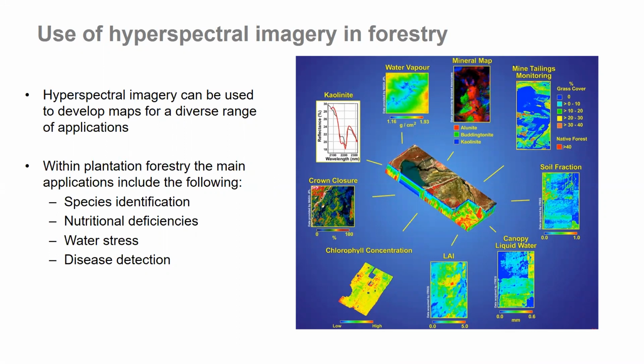Hyperspectral imagery has been used for spatially describing a wide range of properties. These variables include grass cover, leaf area index, and a wide range of minerals. Within plantation forestry, the main applications that hyperspectral imagery is used for include species identification, nutritional deficiencies, water stress, and disease detection. The pixel size of these spatial representations depends on the platform that is used to collect the imagery, and typically ranges from 1 meter for UAV data to 30 meters for data collected from satellite.